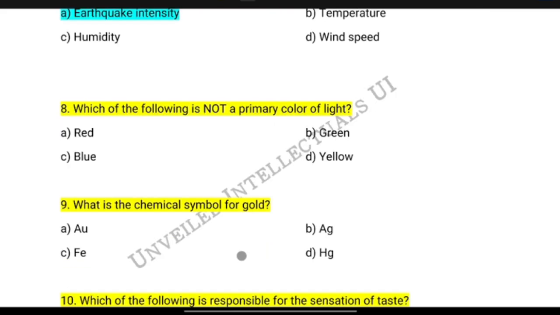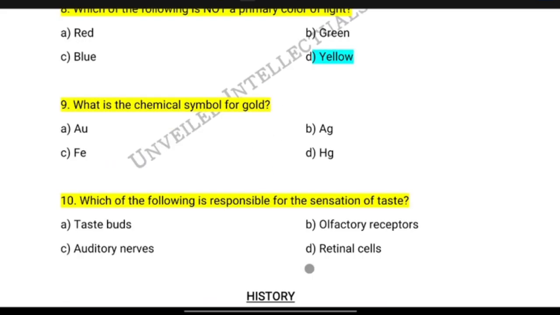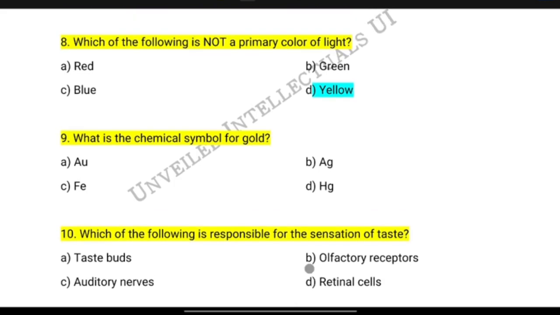8. Which of the following is not a primary color of light? Correct answer is D. Yellow. Explanation. Yellow is not considered a primary color of light. The primary colors of light are red, green, and blue. 9. What is the chemical symbol for gold? Correct answer is A. O. Explanation. The chemical symbol for gold is O, derived from the Latin word aurum.